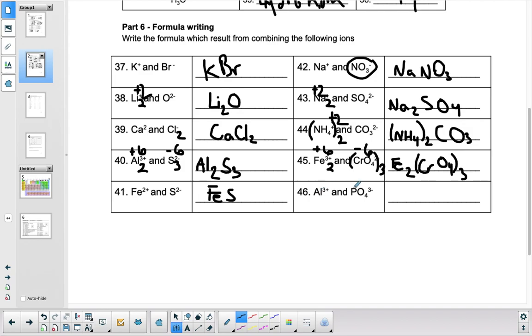Al3 plus, PO4 3 minus, easy peasy, those cancel out, no extra work needed. AlPO4.